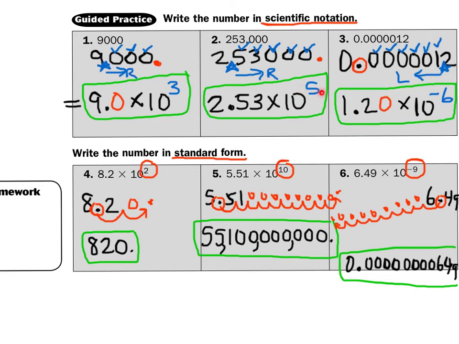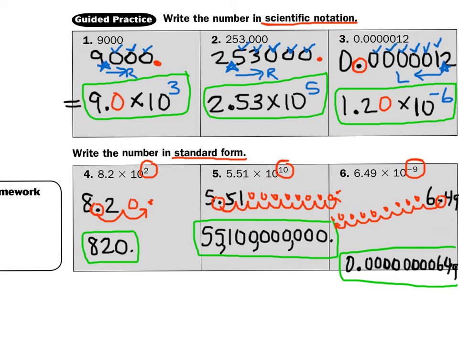So I know my exponent's going to be positive. And then I count how many digits there are between the star and the decimal point. 1, 2, 3, 4, 5. So then I write 2.53 times 10 to the 5th power.